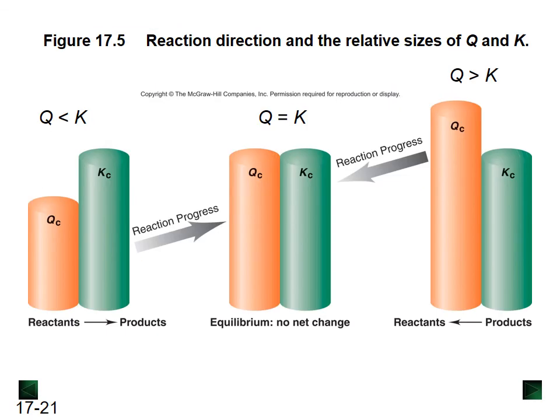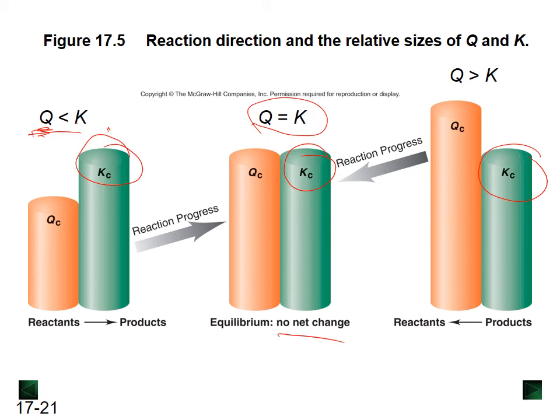This diagram again shows the relationship between Q and K. When Q equals K, the reaction is already at equilibrium, no net change. Now, when Q is less than K, note that no matter what Q is, K is the same. The equilibrium constant does not change, but Q can change.